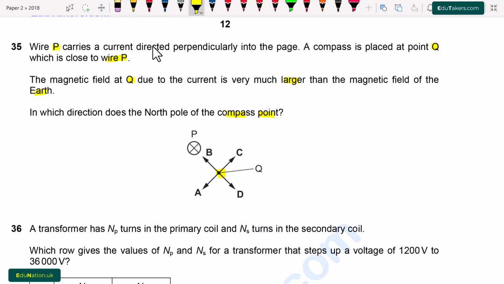First of all, I find out the magnetic field of the wire P. As the current in the wire is perpendicular into the page, by using the right hand rule, I have to point my thumb in the direction of the current. Then my curling fingers will show the direction of the magnetic field. When I apply the right hand rule here, the direction of the magnetic field will be clockwise. So I write here the magnetic field is in clockwise direction.